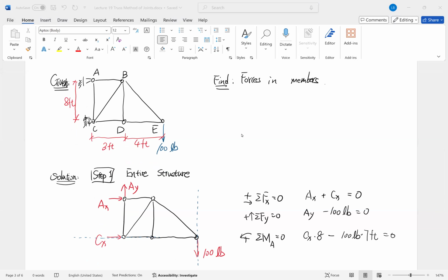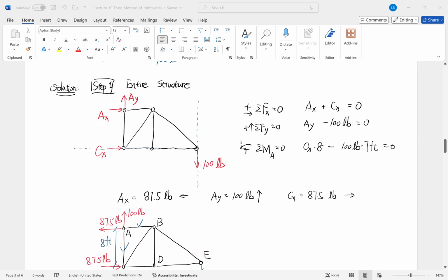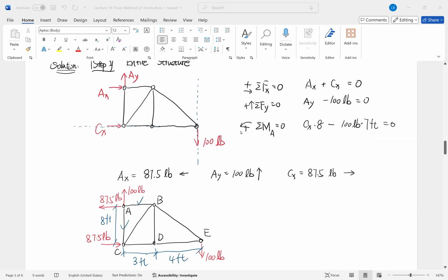Given that we have joints A, B, C, D, E, and at point E we have an external force of 100 pounds that is going downward, and we have the structure dimensions given. Okay, so we first draw the free body diagram of the entire structure, and then we can solve all the unknown support forces here.